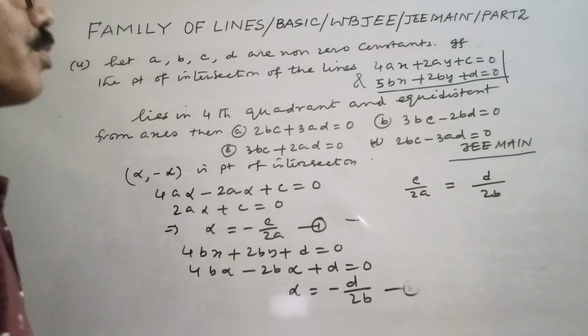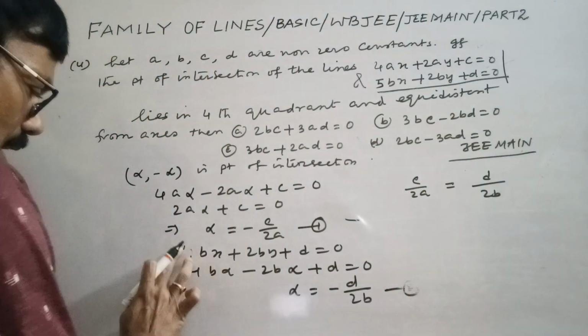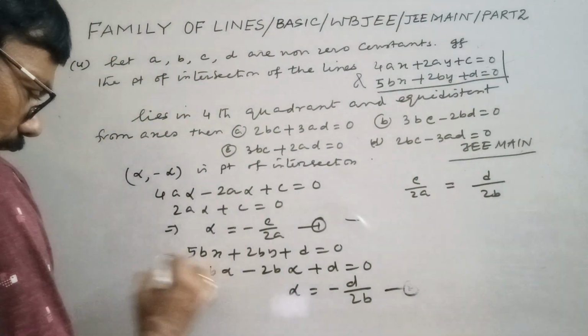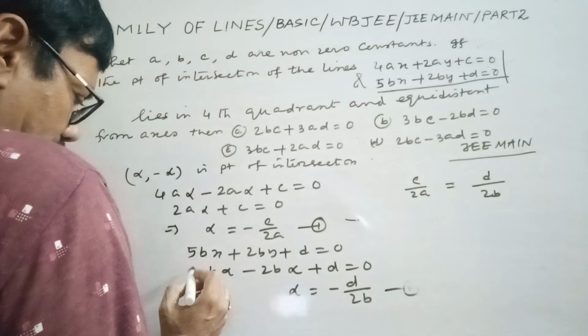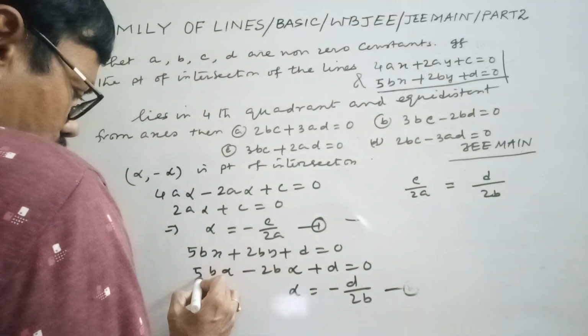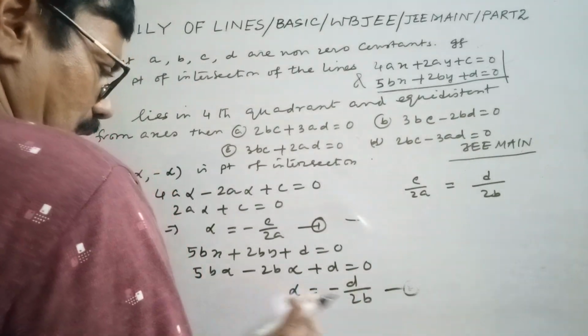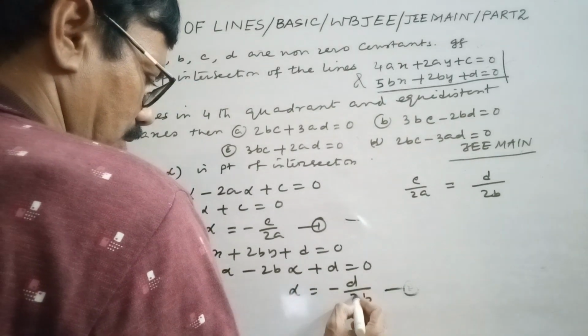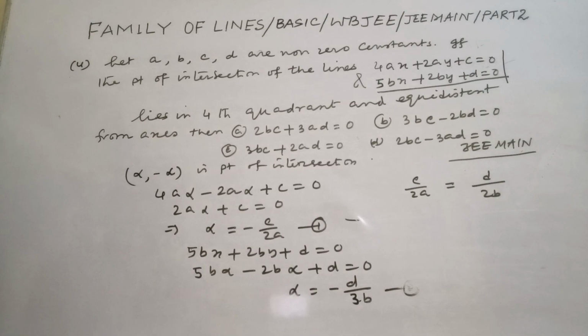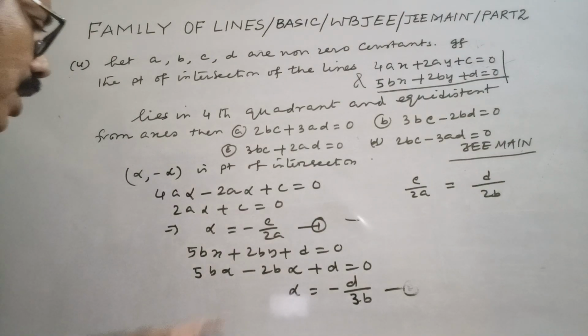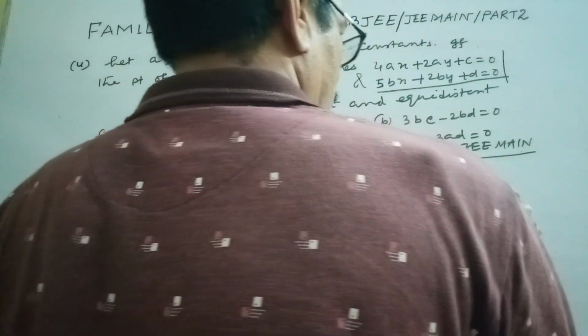Sorry, the second equation will be 5bx plus 2dy. Put x equals alpha, y equals minus alpha. So this is 3b alpha, 3d alpha. So we are getting c by 2a equals d by 3b.